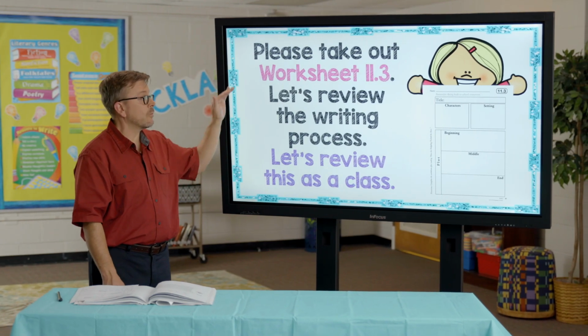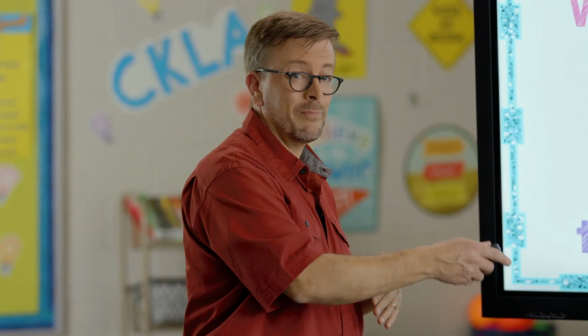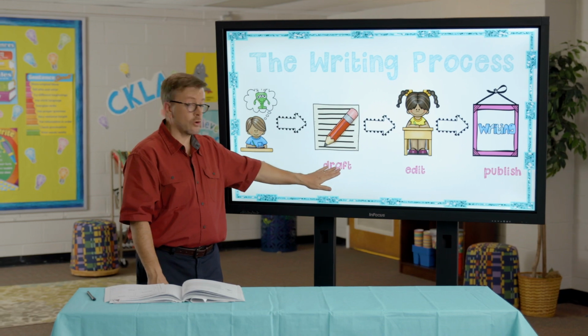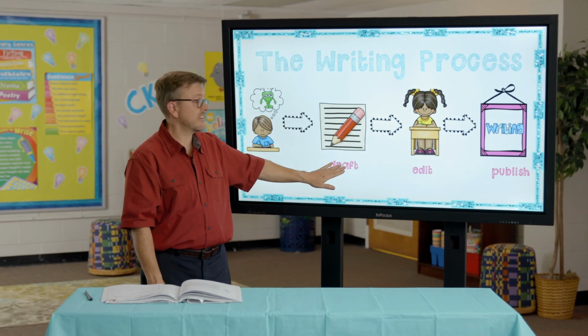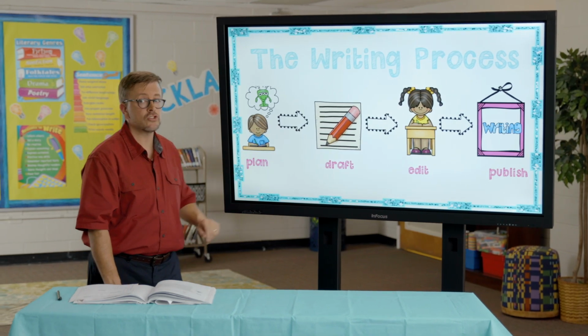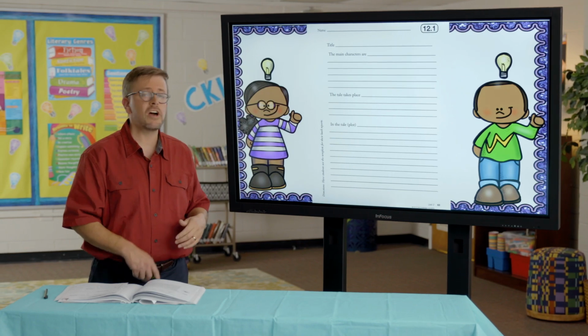So take out that worksheet 11.3. Remember, it looked like this before you put your stuff on it. And we're going to use that to review our writing process and talk about where we were. We planned, and if you look at this, we planned, and then we are going to be in that drafting phase today. So you've done the planning on 11.3. We're moving into the draft. So since you have already planned, we're going to work on that draft.